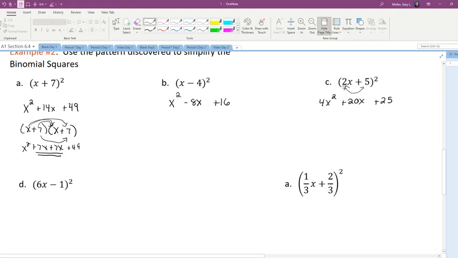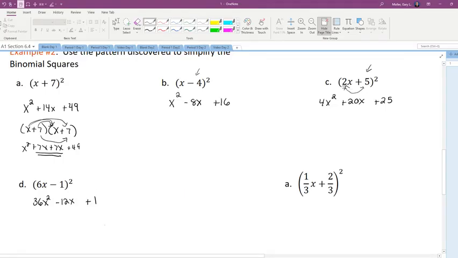Last two. 6x minus 1, the quantity squared, is going to be 36x squared. Positive 1. Notice on all of these problems, it's always positive on the end, because whether it's a negative 4 or a positive 5, you're doing a negative 4 squared, you're doing a positive 5 squared. And so either way, you're going to get a positive. The middle term is negative 6x doubled, so negative 12x.